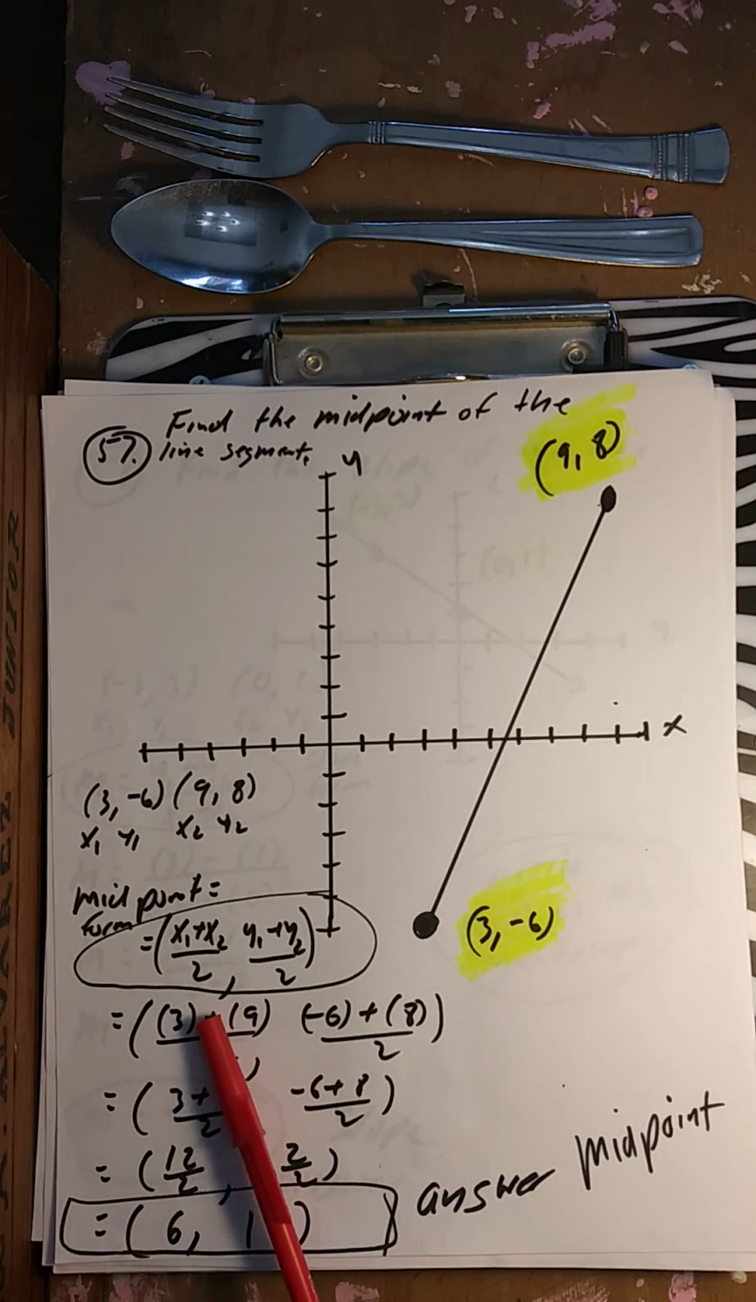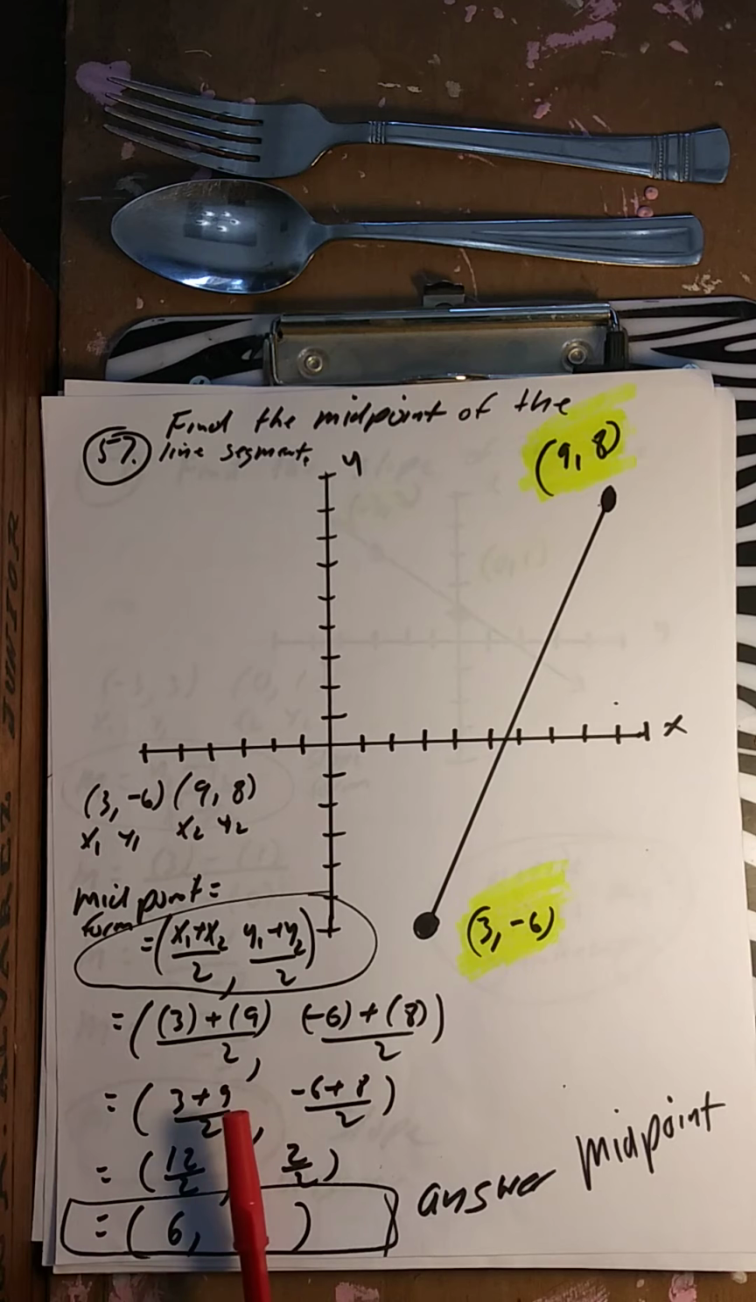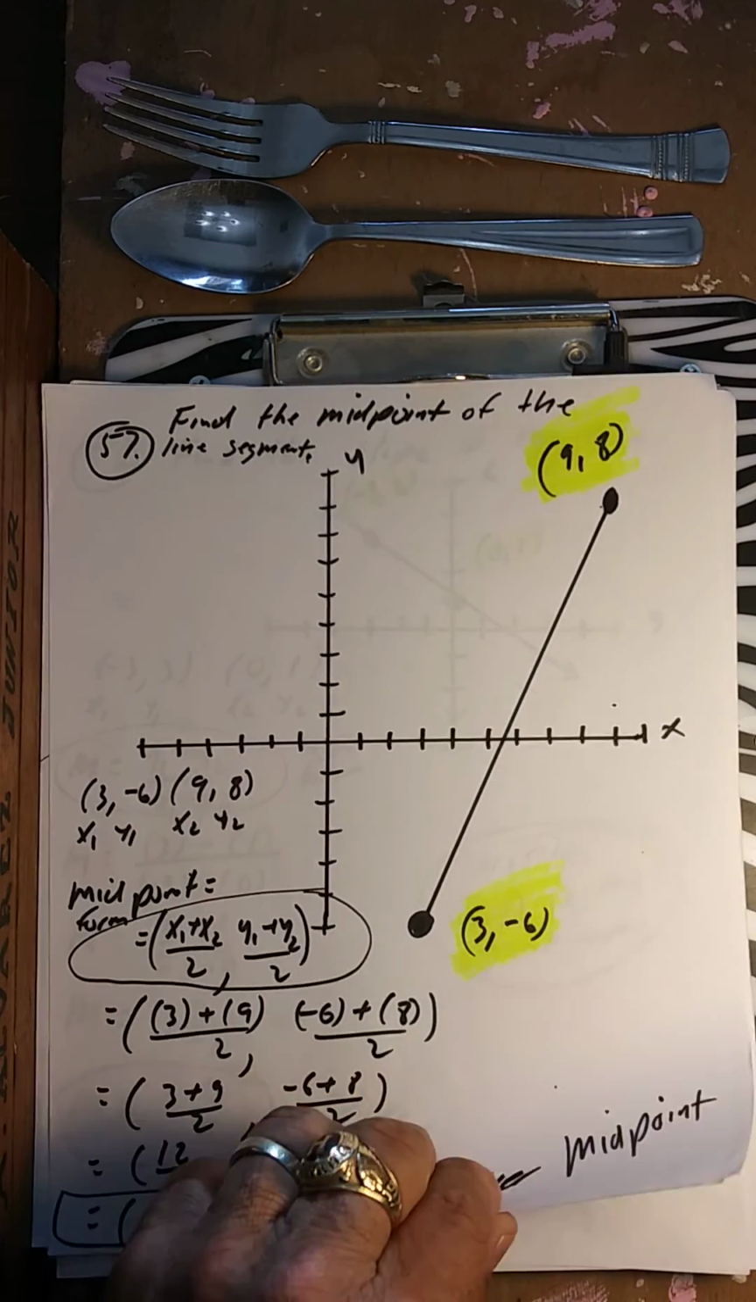So now, x1 is going to be 3 plus 9 over 2, negative 6 plus 8 over 2. So that's going to give you 3 and 9 is 12 over 2 is 6. And right here is going to give you 2 over 2, which is 1. So 6, 1 is the midpoint of those 2 points, that line segment.